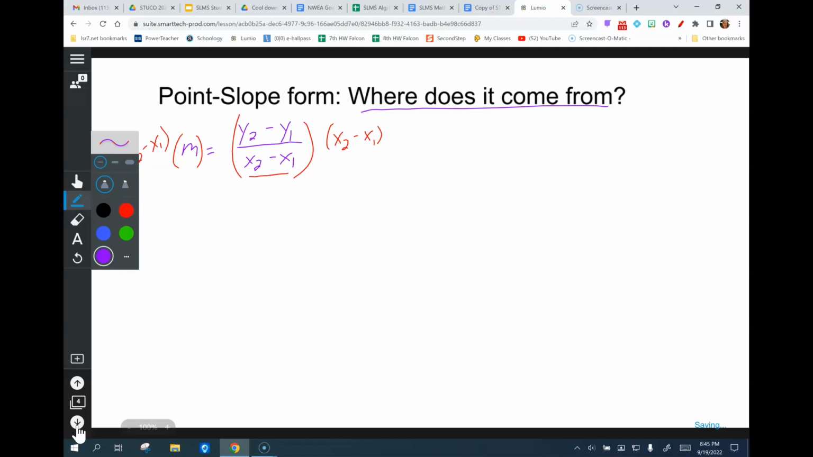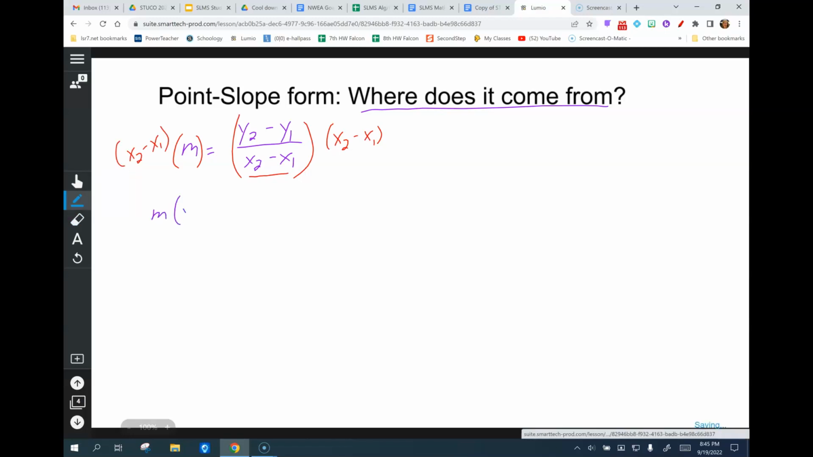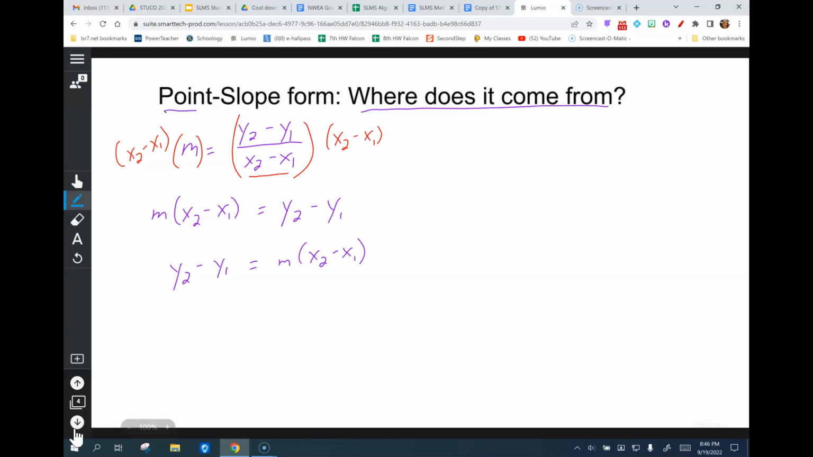And when I do that, on the left-hand side, I have slope times x sub 2 minus x sub 1 is equal to y sub 2 minus y sub 1. Okay? And that is where point slope comes from. Okay, now we're going to actually write it as y sub 2 minus y sub 1 is equal to slope times x sub 2 minus x sub 1. And then we say, okay, we're only going to plug in a point and the slope. The names we have in math are not that creative. We have a point and we have a slope.